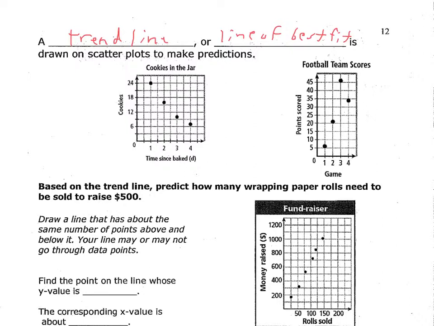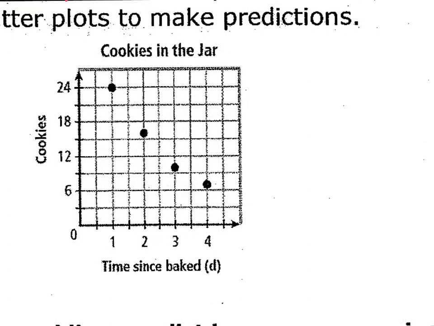Now when you draw a trend line, it's basically an average of the dots that are on the line. So for example, if we were looking at cookies in the jar, you would want to draw a line that was kind of representative of the average of the points.